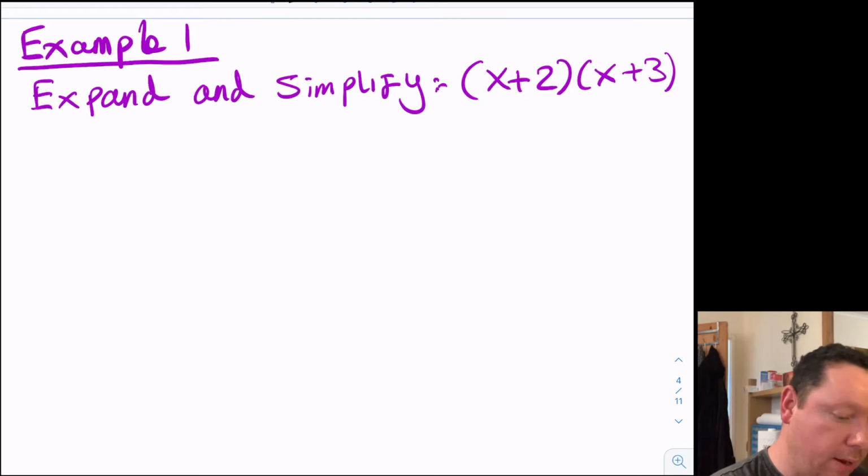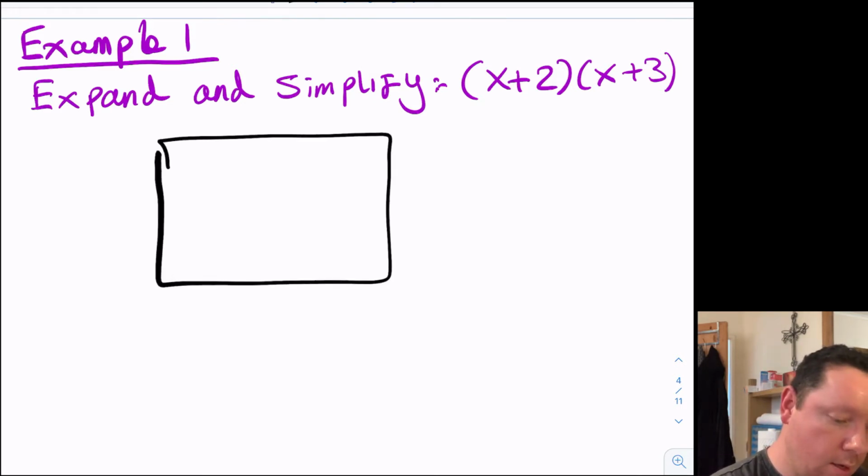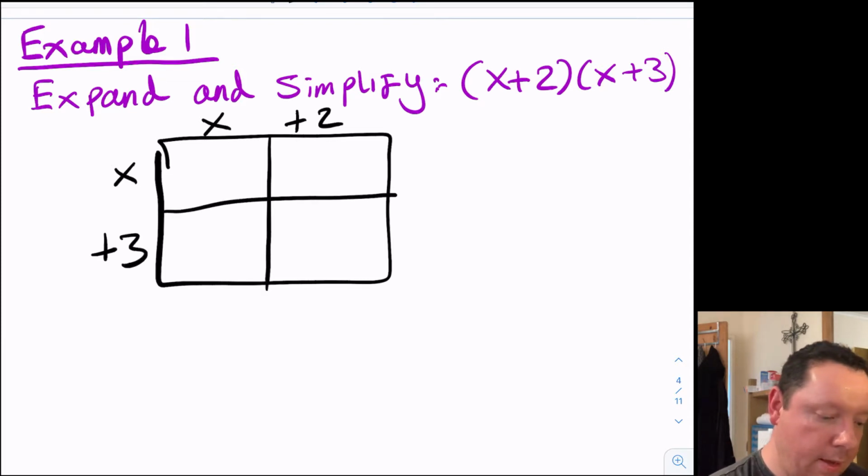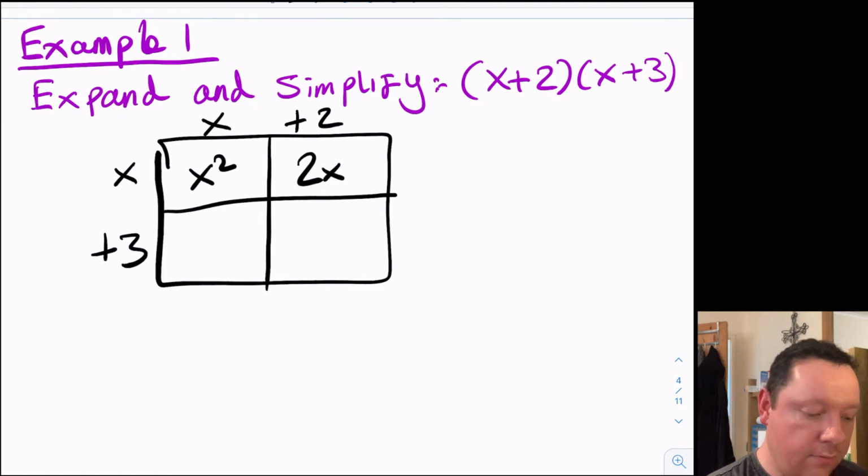So using the grid method, I just draw a box. I write x plus 2 and then x plus 3, my 2 brackets, and I split it into 4 because there's 4 things. X times x is x squared. Second box, I need to do x times 2, 2x. Third box, I need to do 3 times x, 3x. And then the fourth box, 3 times 2 is 6.